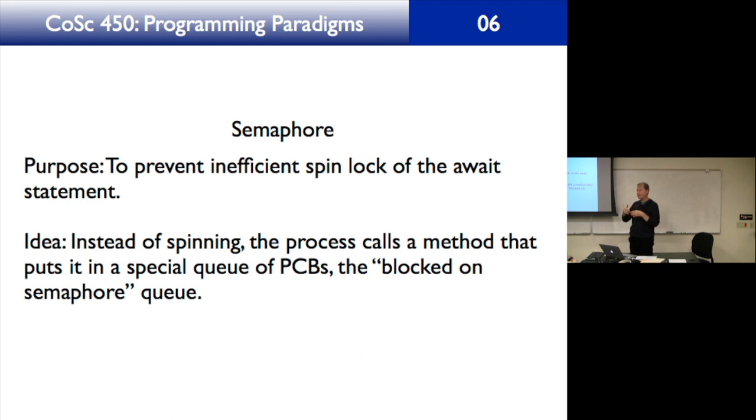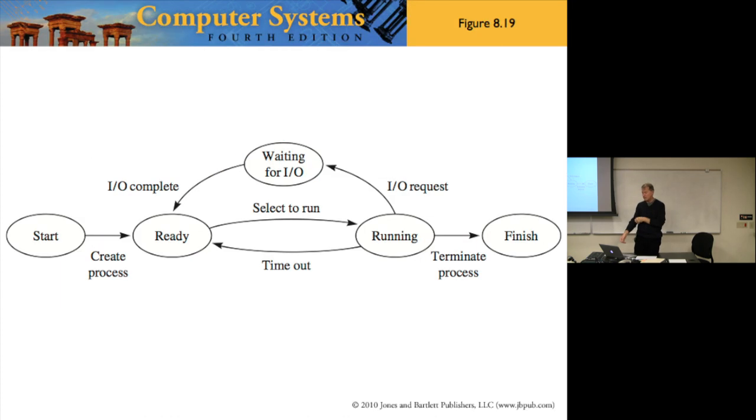But now what we're going to say is, instead of spinning, why don't we have a mechanism whereby if something knows that it has to wait for something to happen, it relinquishes control of the CPU and puts itself into a state waiting for something, and then you won't be spinning, and it'll be much more efficient. Is everybody with me on that? That's the idea. Now look, here's how it works, physically in the operating system.